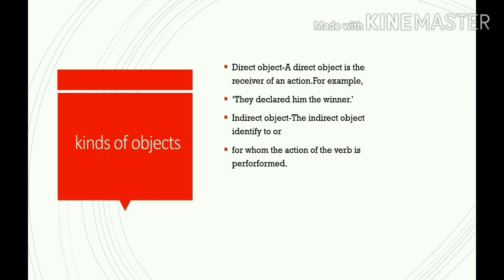Now the second is indirect object. The indirect object identifies to or for whom the action of the verb is performed. For whom the action is done, this is identified with the indirect object.